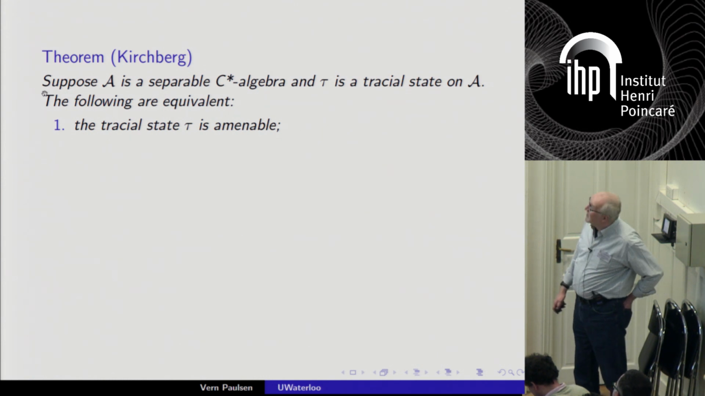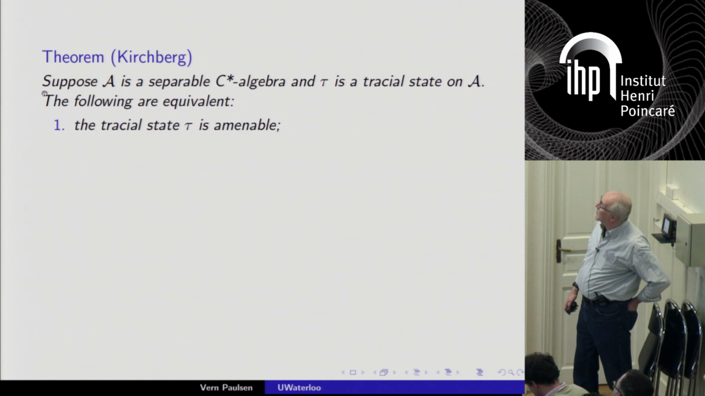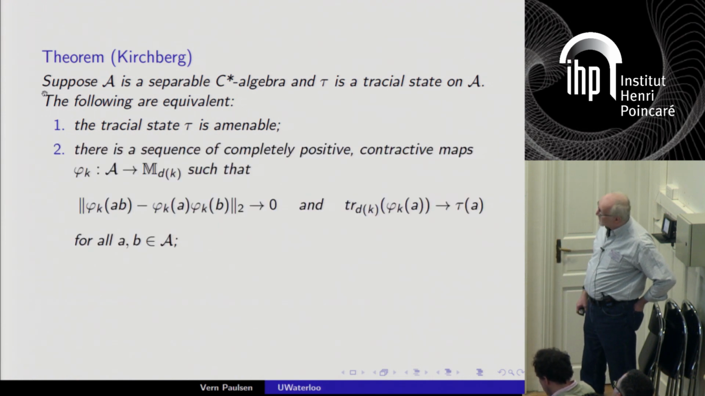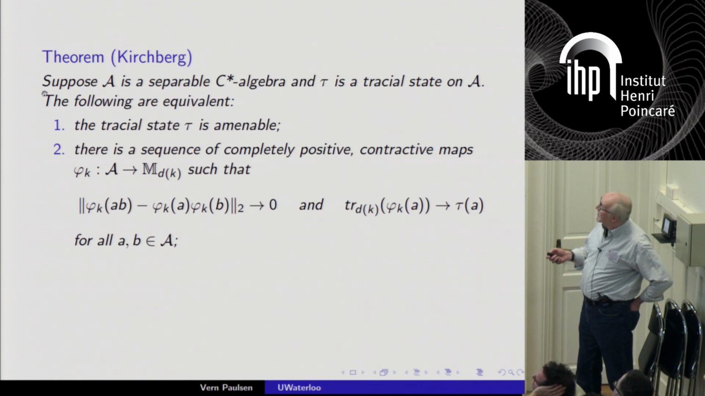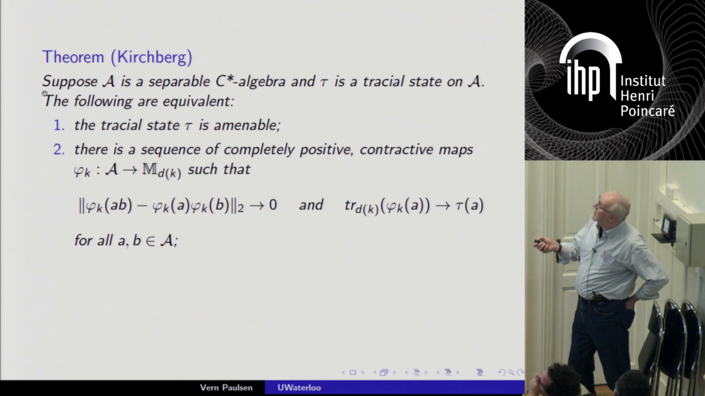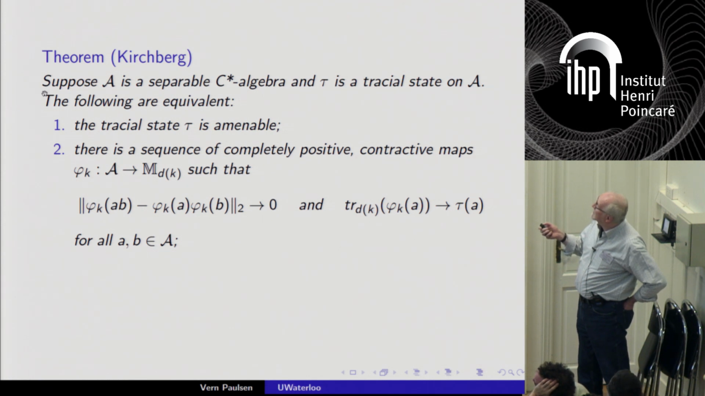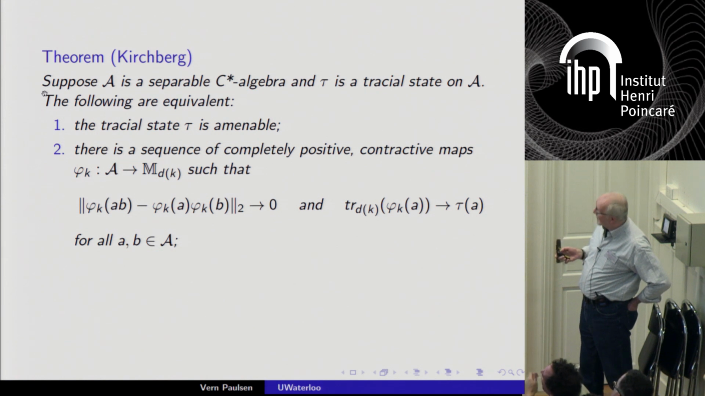And then we need Kirchberg's result about amenable traces. So he proved a lovely series of equivalences about amenability. First, if it's amenable, the first equivalence is that it has this kind of finite approximation. You have CP maps into matrix algebras, which are almost multiplicative. And the thing that's interesting and key here is they're not just almost multiplicative in the regular norm, but they're almost multiplicative in the 2 norm. And such that if you take this matrix representation of A and take its normalized trace on matrices, that converges to the trace of A as k goes to infinity. So it's this sort of finite approximability.